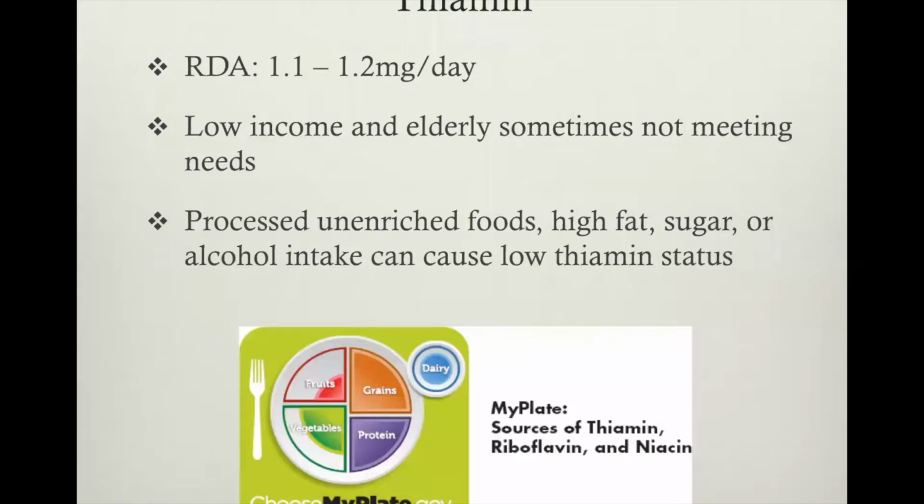Here's the RDA. I won't have you memorize RDAs, but I do think it's important to know trends, like if they increase with age or if they decrease with age or if there are ULs. And who might be deficient. So sometimes people who are low income or the elderly, also alcoholics, anyone who's eating a poor diet, very rich in processed foods, might be deficient as well.